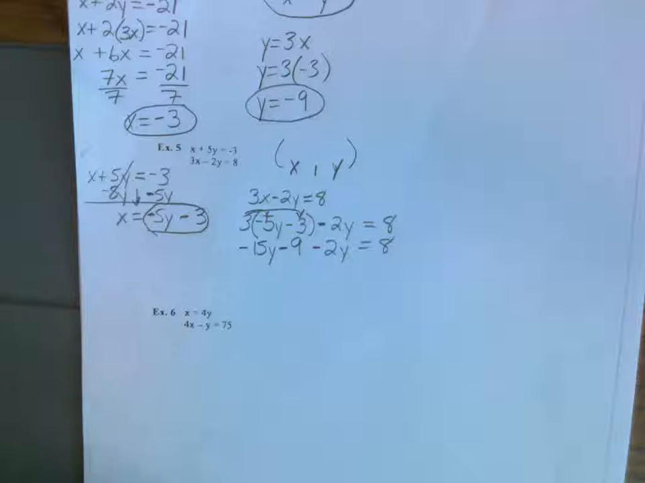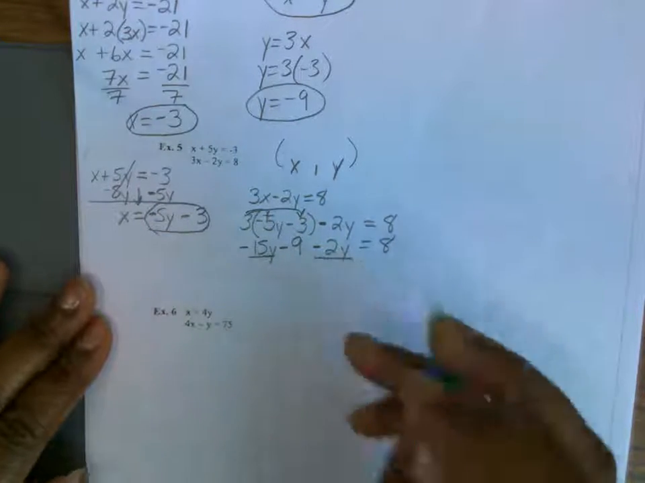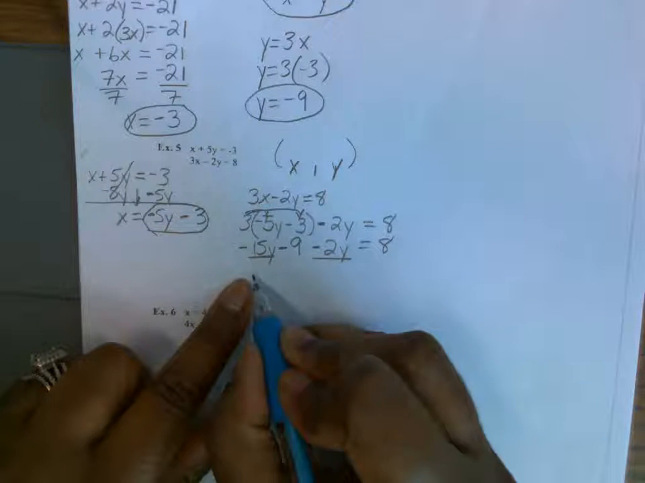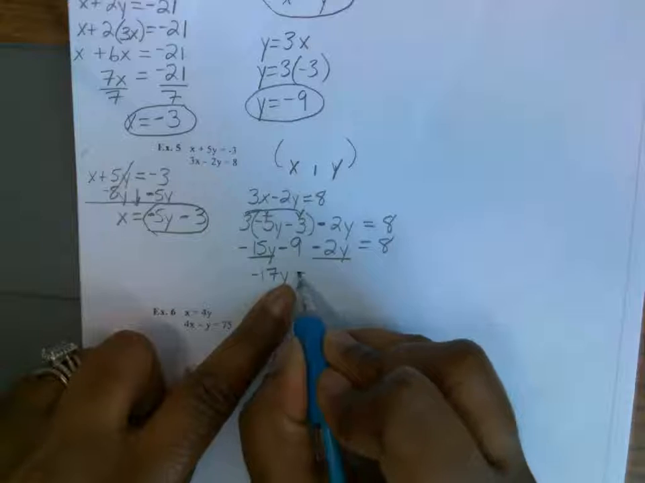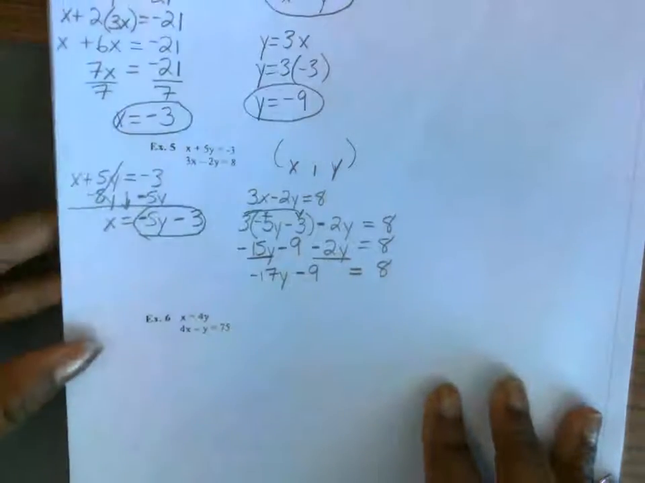Okay. Now we're going to combine terms that are alike. So these terms are alike, so we're going to add them, combine them. When we combine them, that gives us a negative 17y minus 9 equals 8. Okay.